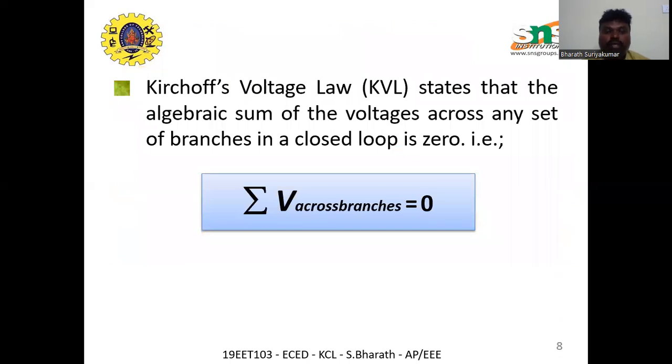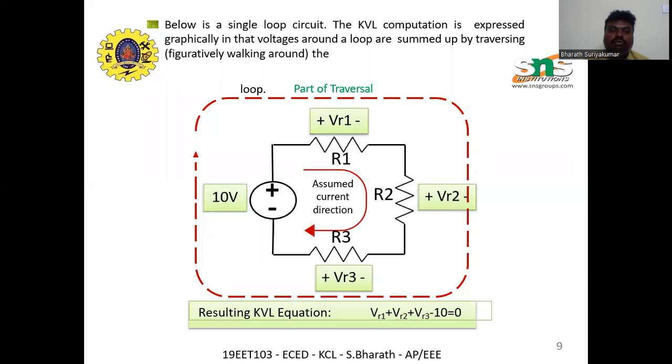Kirchhoff's voltage law, or in short KVL, states that the algebraic sum of the voltages across any series of branches in a closed loop is equal to 0. That is, the summation of V across the branches is equal to 0. That is called Kirchhoff's voltage law. We will see it with an example. The below is a single loop circuit. The KVL computation is expressed graphically in that voltage.